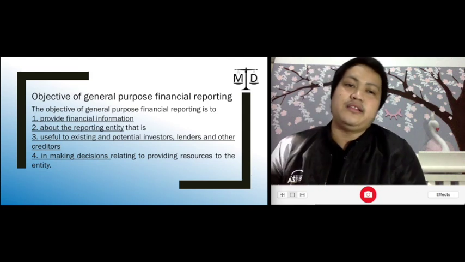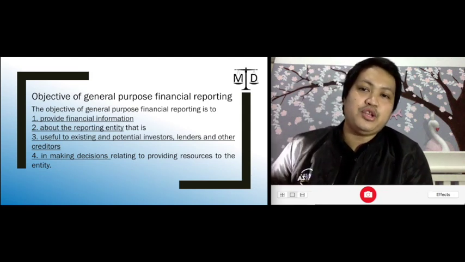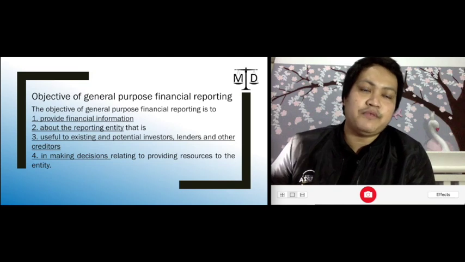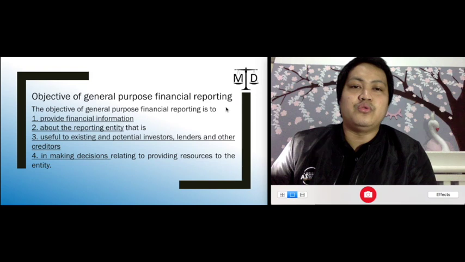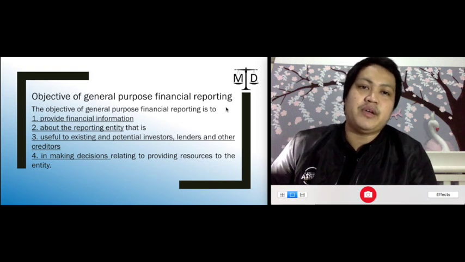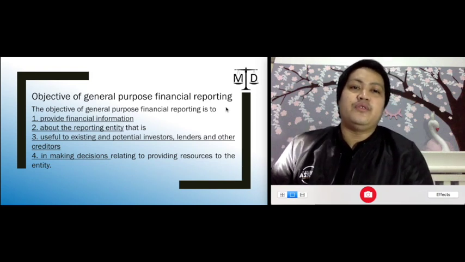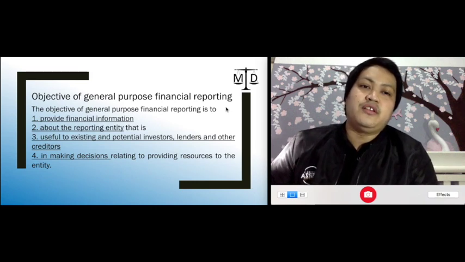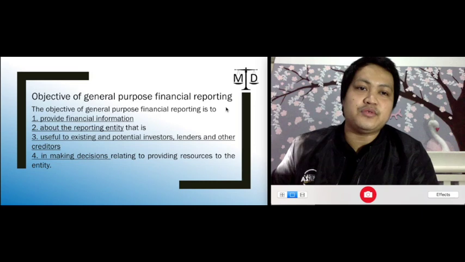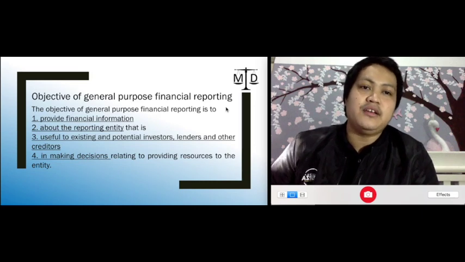to the entity. If we try to simplify the objective of the general purpose financial reporting, then it is to simply provide useful information to the users of the financial statements so that they can use that information in making informed decisions. To simplify it further, then it is to simply provide useful financial information.